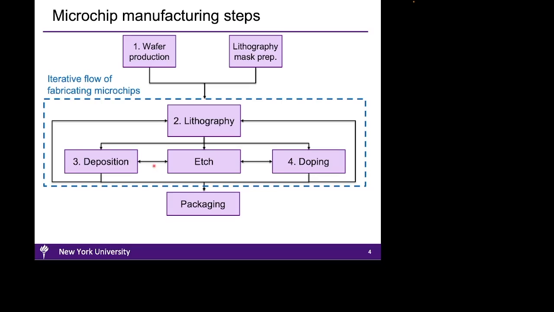Microfabrication of a CMOS microchip starts with silicon wafer production. The wafer then undergoes an iterative workflow process consisting of lithography, deposition, etch, and doping. Once the microchips are fully fabricated, they are separated and individually packaged. In the following sections, we'll review these individual steps.